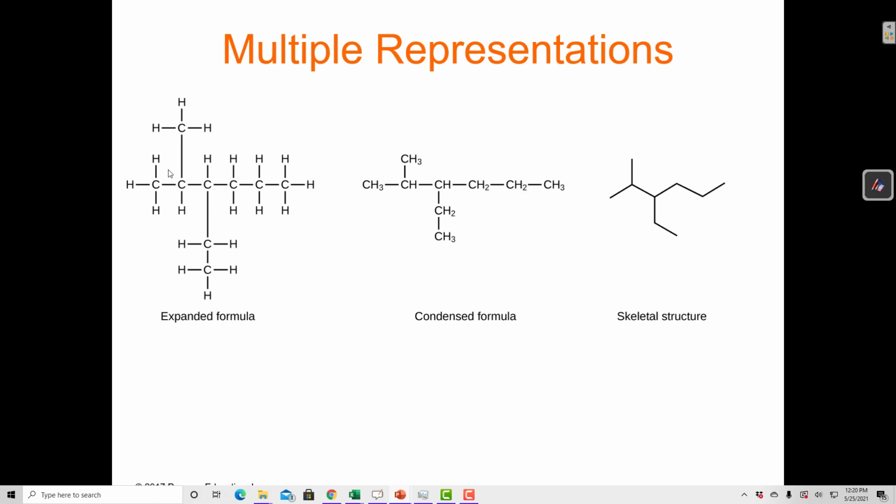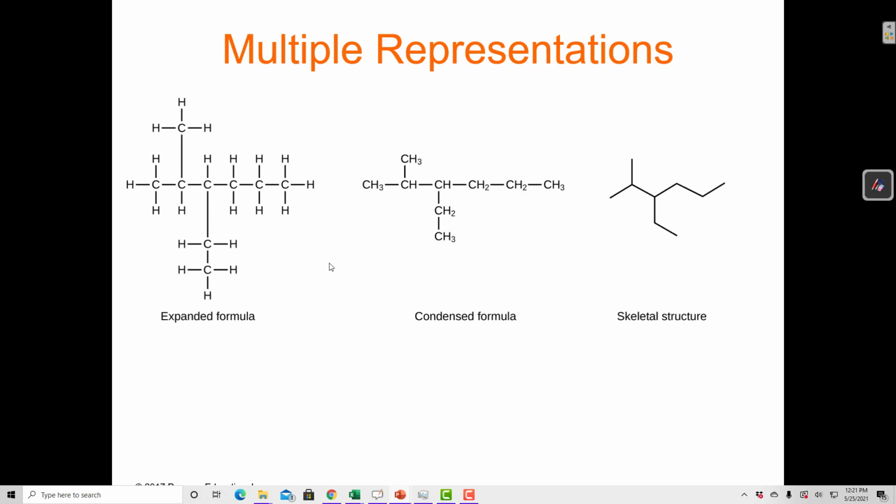Now, some of these bonds are longer than others, but that's not to indicate that they're really longer in the molecule. This carbon bond is the same length as all the other carbon-carbon bonds, or at least a similar length. It fits into a regime of lengths between carbon bonds. They might be slightly different because they're in different places in the molecule, but they're not twice as long as this might indicate. That's just to give us room to write these H's up here above the others. That's why these are longer than the others.